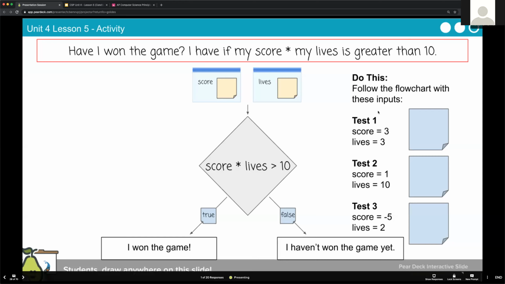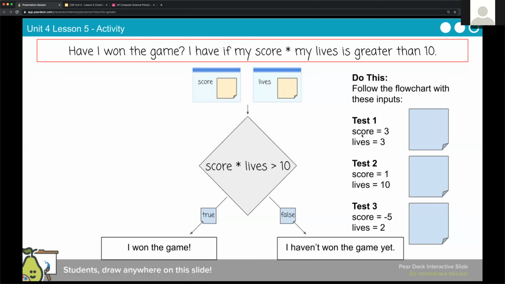Now, what we're going to do is practice using the flowchart with these test values here. I can go ahead, as an example, and do the first one, and then you're going to complete the second two. So this is how we would do it. I'm going to go ahead and annotate on my screen here.